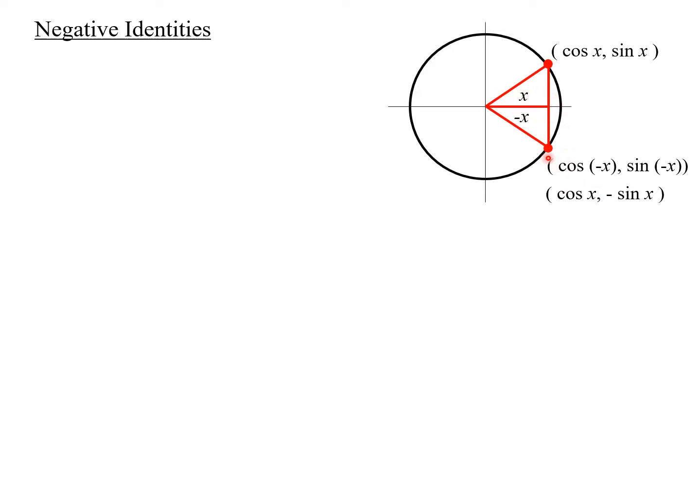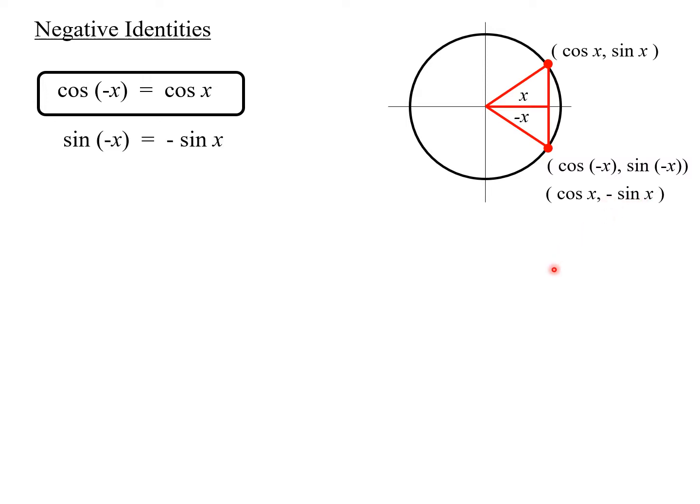Okay. All right. But that gives us some identities, because now we can say that the cosine of negative x is the same as the cosine of x. And we can say that the sine of negative x is the same as the negative of the sine of x. And these give us two negative identities. Okay.